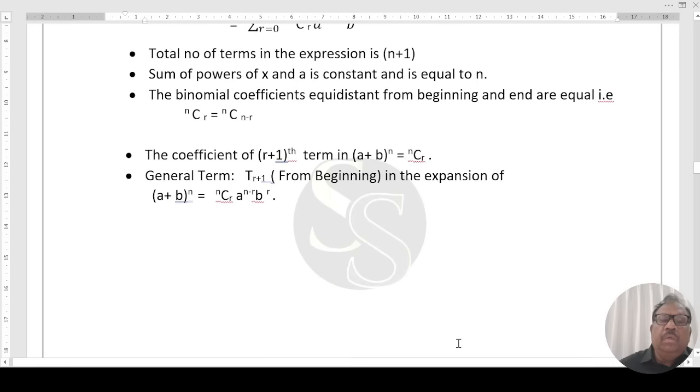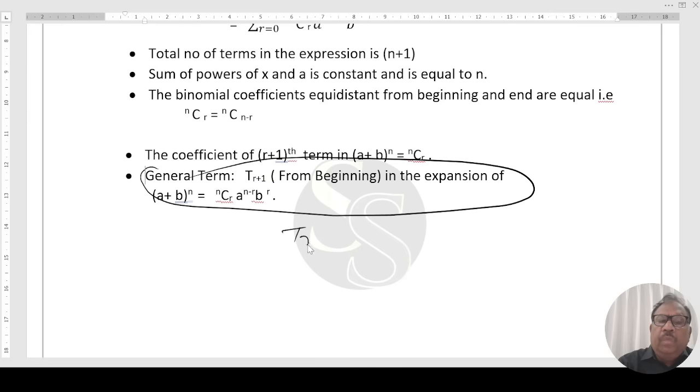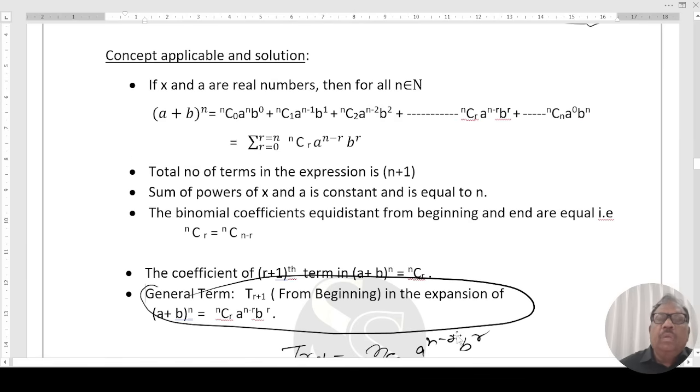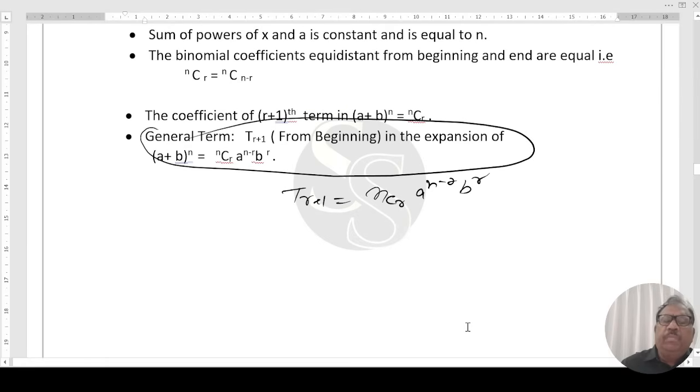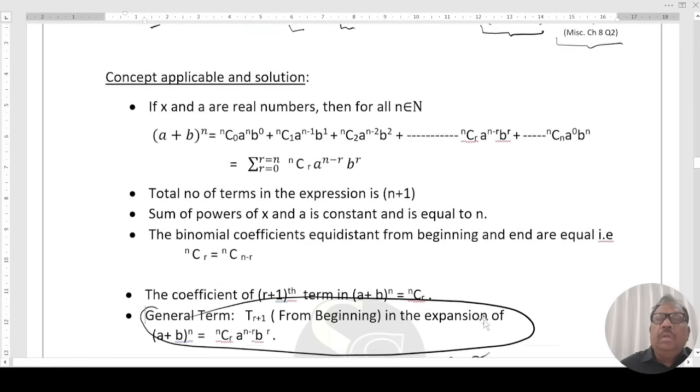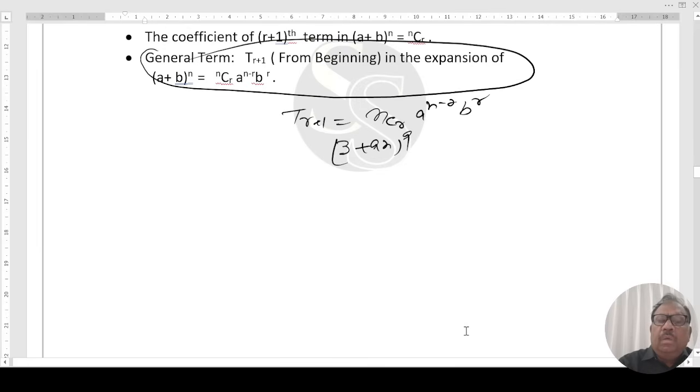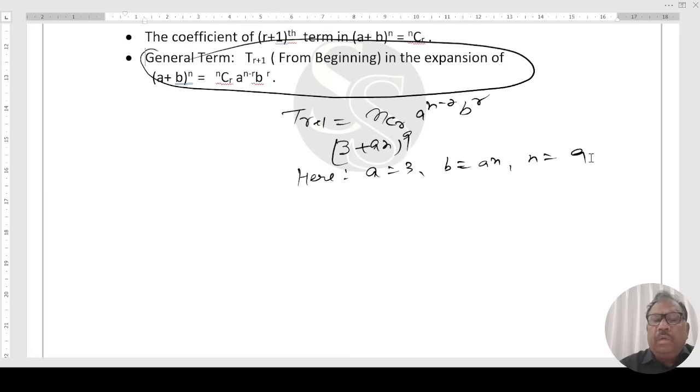The general term formula is T(r+1) = nCr a^(n-r) b^r. The expansion is (3 + ax)^9. Here a is 3, b is ax, and n equals 9, right?